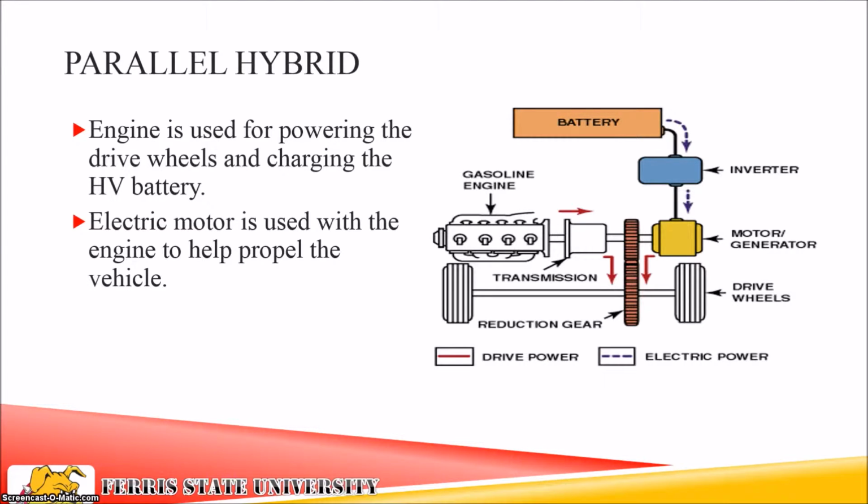In a parallel hybrid system, the engine and the motor generators are both connected to the drive wheels as shown in this picture. The engine is used for powering the drive wheels and charging the high voltage battery. Electric power is used with the engine to help propel the vehicle.